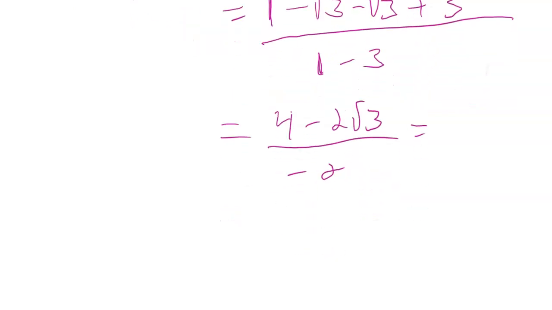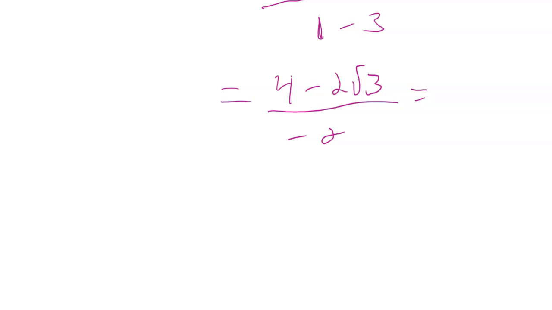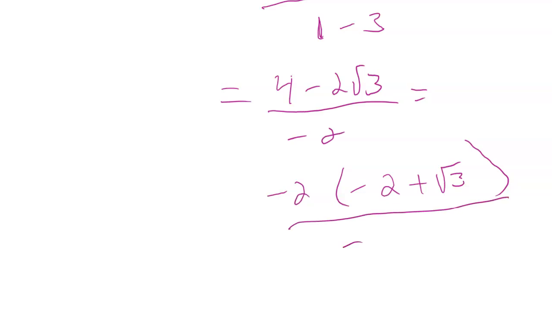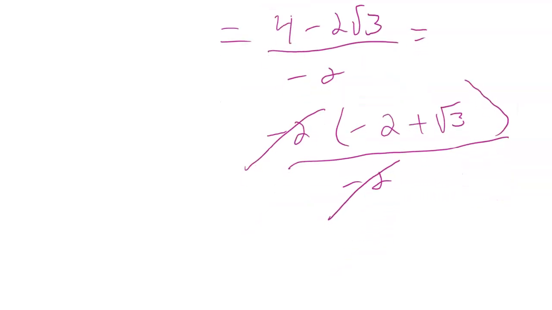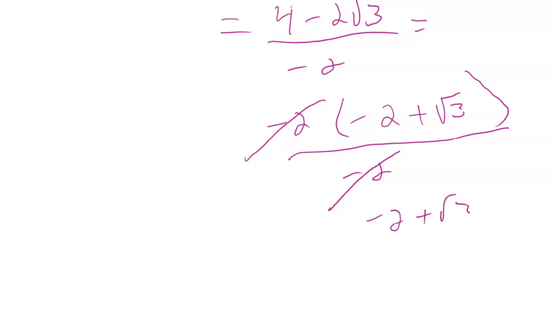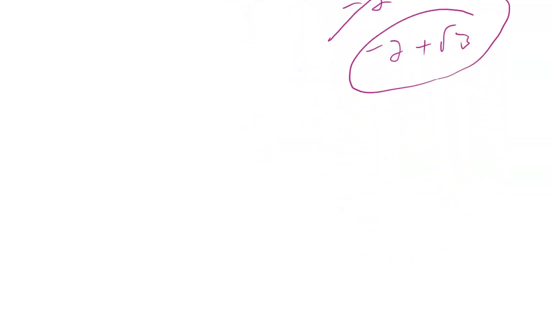I can divide the top and the bottom by negative 2 or factor out negative 2's, however you want to do it. This would be negative 2 plus rad 3 when I factor out a negative 2. And this will be over negative 2. And the negative 2's cancel out. And we get negative 2 plus rad 3 as our answer. And that is correct. I double checked.